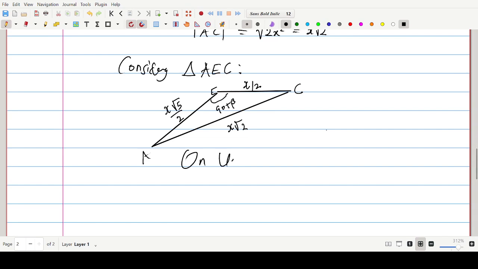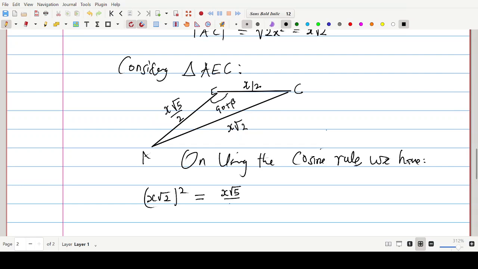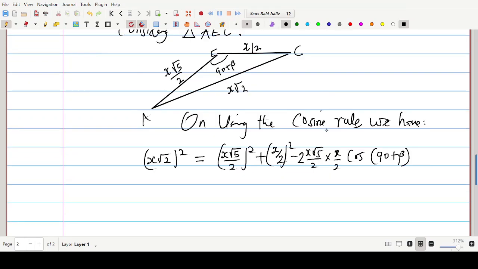On using the cosine rule, we have x root 2 all squared equal to x root 5 over 2 all squared plus x over 2 all squared minus, sorry, we put 2 here, 2 times x root 5 over 2 multiplied by x over 2, then the cosine of the angle in between the sides, which is this. So this is the cosine rule, right?